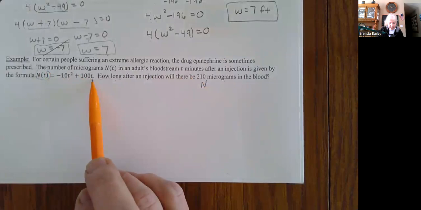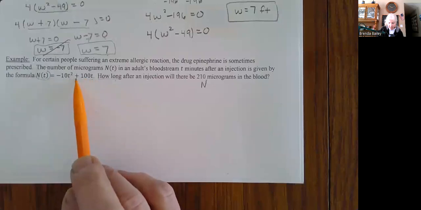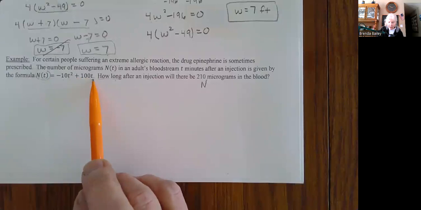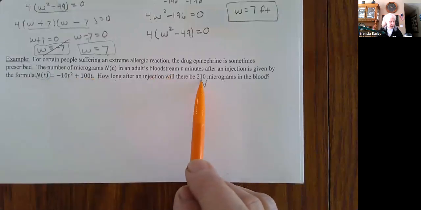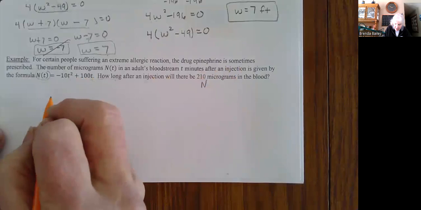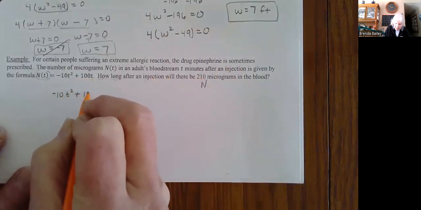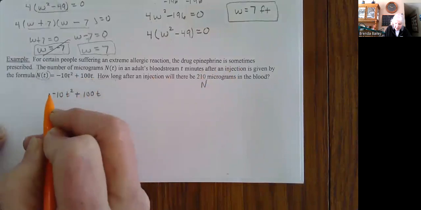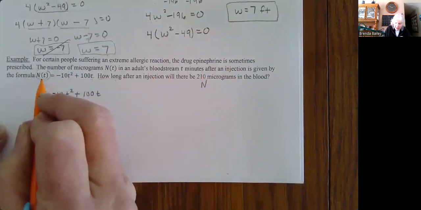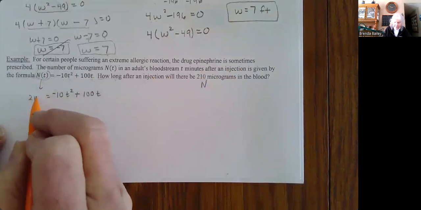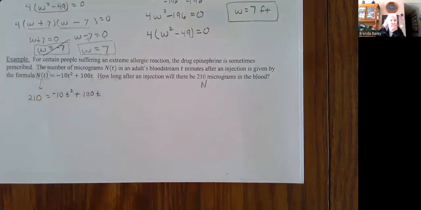When is the number of micrograms in the bloodstream equal to that? So we'll take our minus 10T squared plus 100T, and this is equal to, the N is 210. So that's what they gave you and asked for the T.